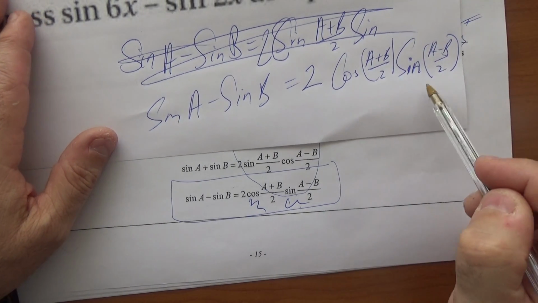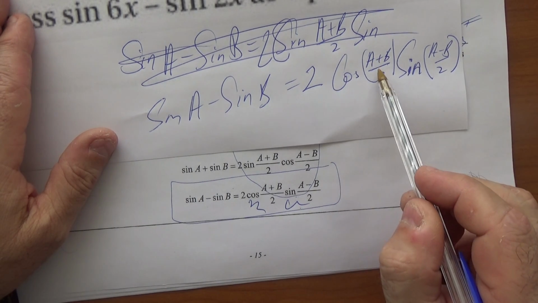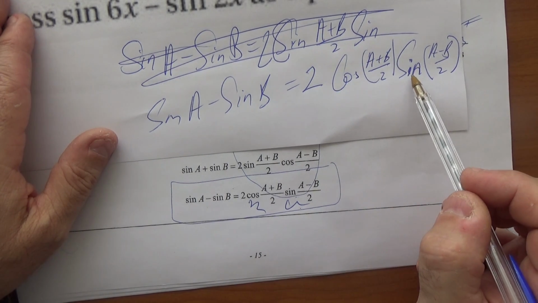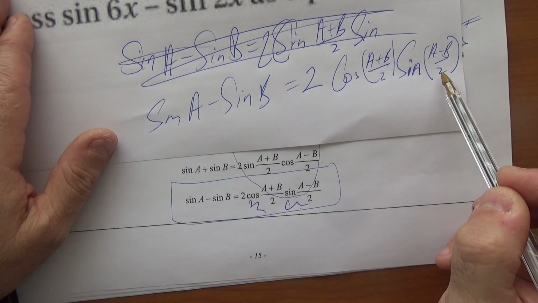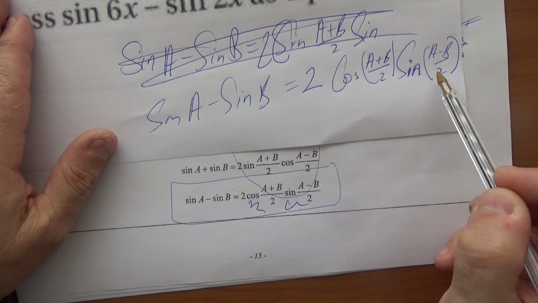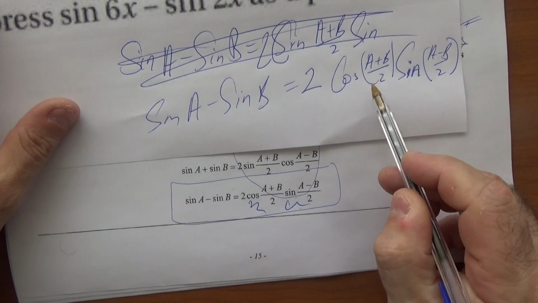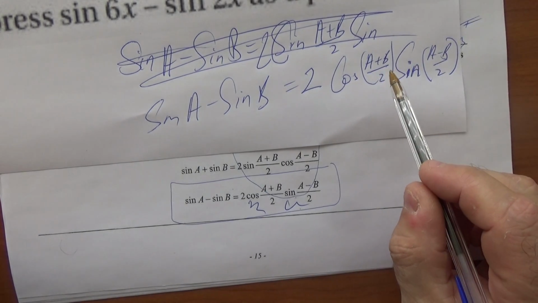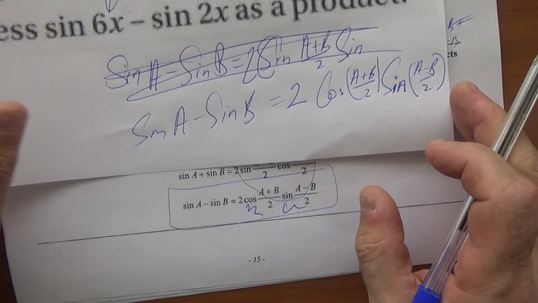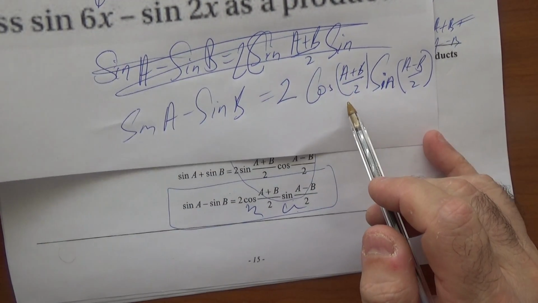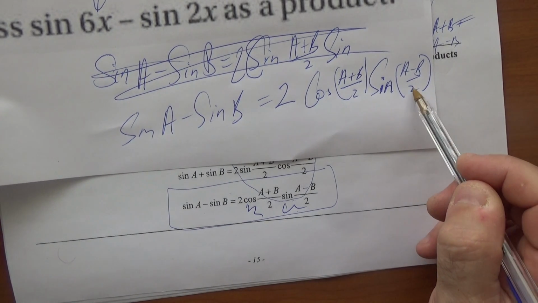But we also need vocabulary. We need to be able to say this in plain English. So: double the cos of the average times the sine of half the difference. There's no easier way of saying it. You could have called this half the sum, but half the sum has a very special meaning in statistics. It's called the average. Whereas half the difference doesn't really have a particular meaning, so we'll just call it half the difference.